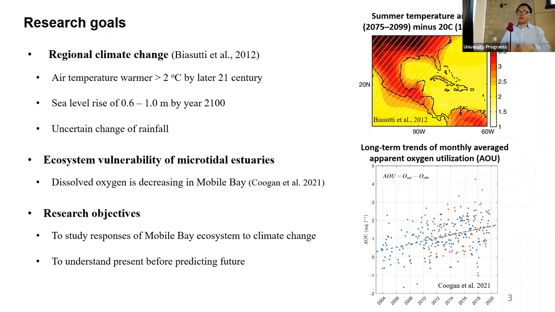And also, more frequent algae blooms will correspond to more frequent hypoxia, because the respiration also depends on temperature. At a higher temperature, it has a higher rate. Perhaps we might have more hypoxia events in the future.